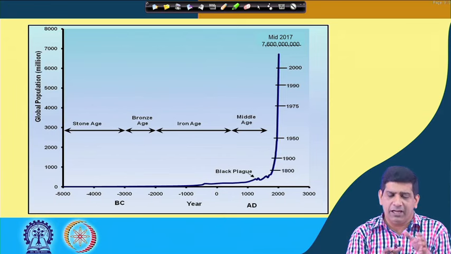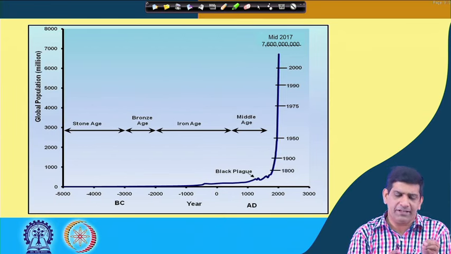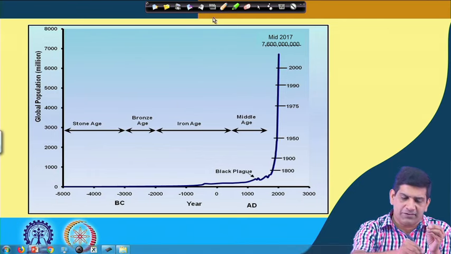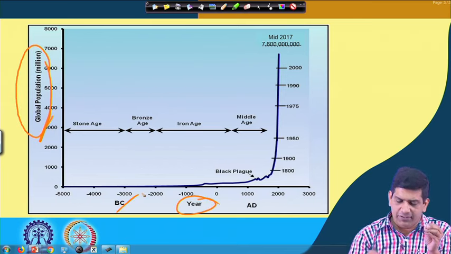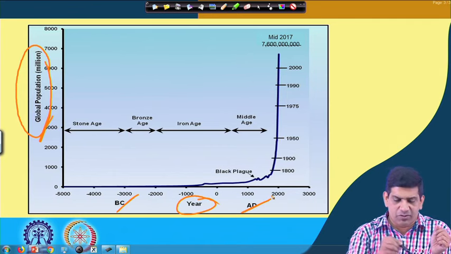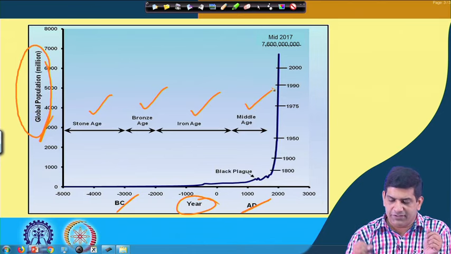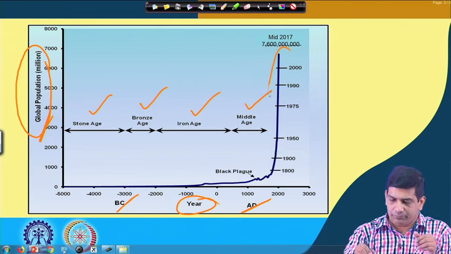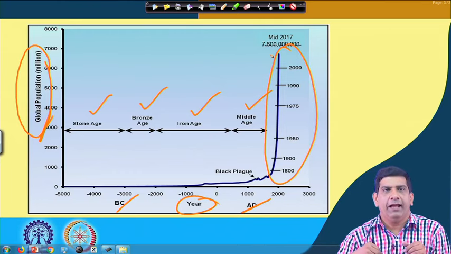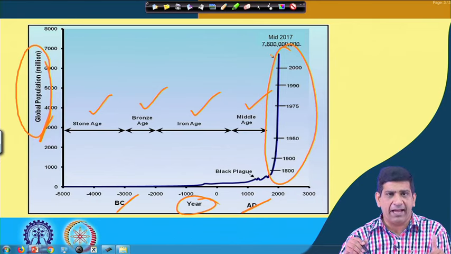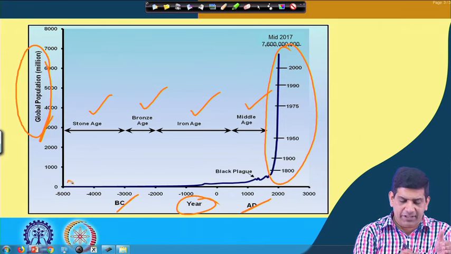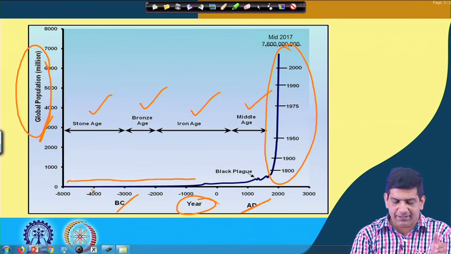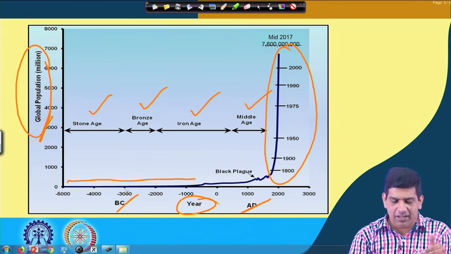In this particular graph, if you look carefully, on the left hand side you have the global population, and this is in years. Initially BC, then we have AD. As you can see, from the Stone Age, Bronze Age, Iron Age, Middle Ages, and then the newer time, it is a huge exponential. Looking from left to right, from minus 500 BC, the line is almost flat, the blue line at the bottom of the time axis.